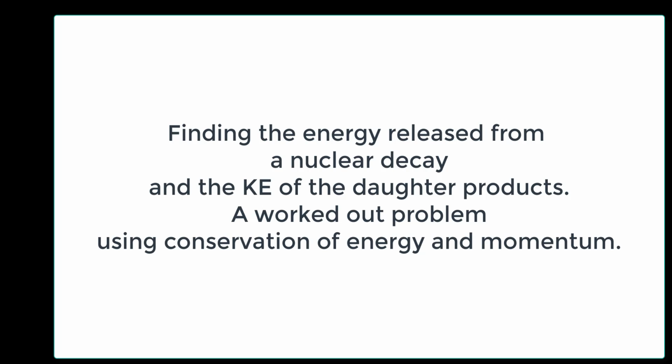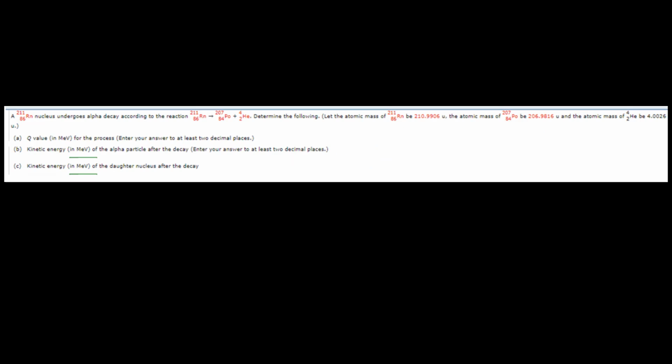Finding the energy released from a nuclear decay and the kinetic energy of daughter products. A worked problem using conservation of energy and momentum for AP Physics 2. The problem you can't read, but it's basically we're taking radon and changing it to polonium and helium, and we want to find what energy is released and then the kinetic energy of the daughter products.